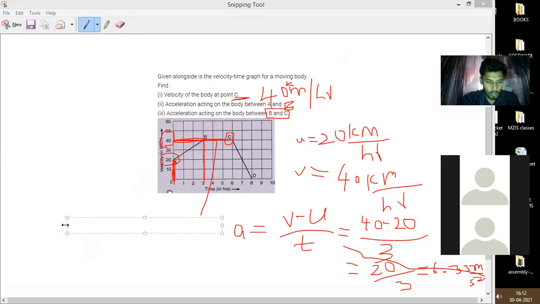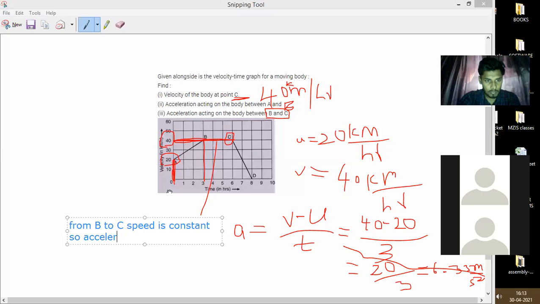From B to C, the speed is constant. If speed is constant, so acceleration is how much? 0, sir. Acceleration is 0 meter per second square.